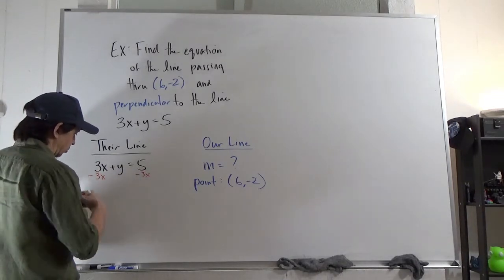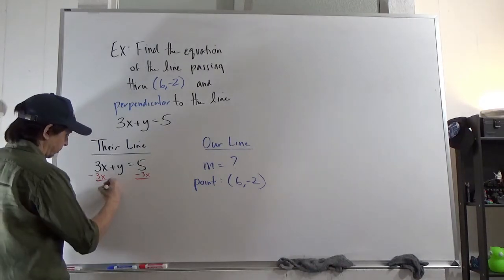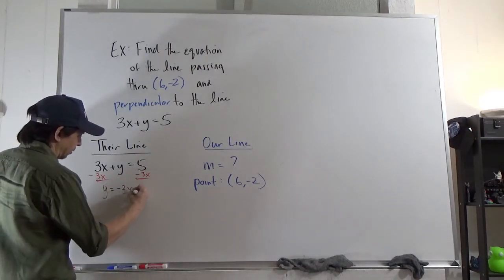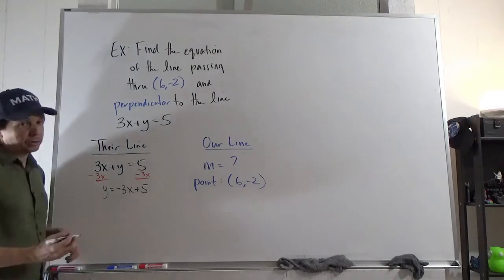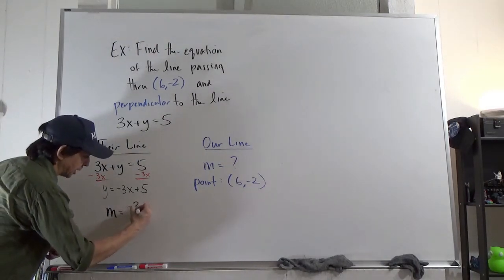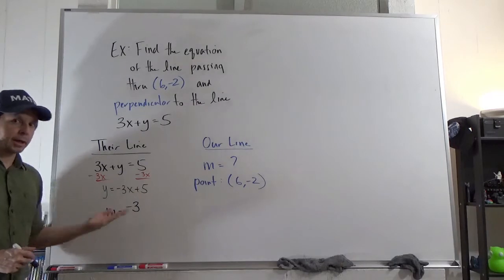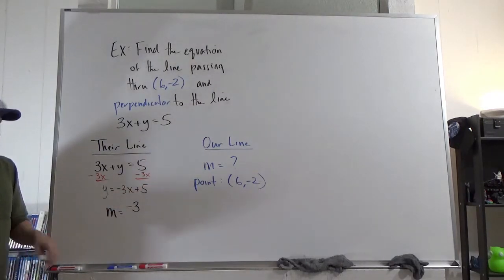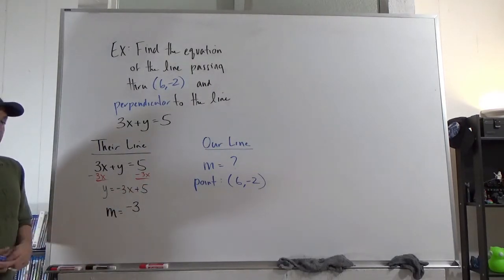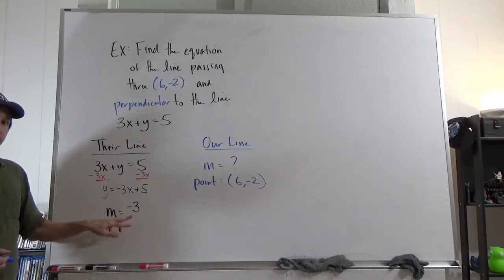So you do have to sometimes do that solving thing, getting y by itself, getting into slope-intercept form first. So I subtract 3x from both sides, and I get y is equal to negative 3x plus 5. That's their line in slope-intercept form, and now I can conclude what their slope is. Their slope is negative 3. Our line needs to be perpendicular to their line, so now we need to remember how perpendicular slopes look. Perpendicular slopes are negative reciprocals. So we need to take the opposite sign of this slope and flip it.